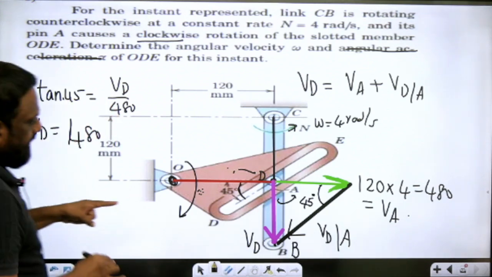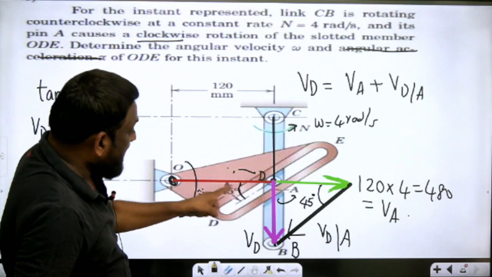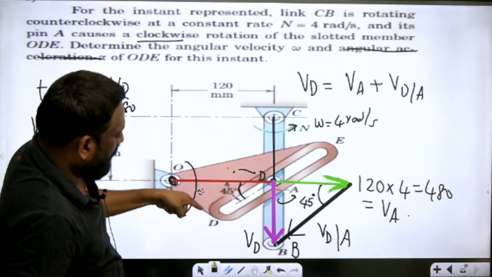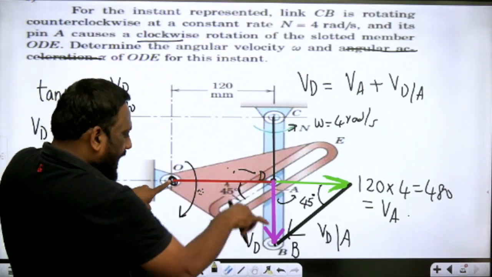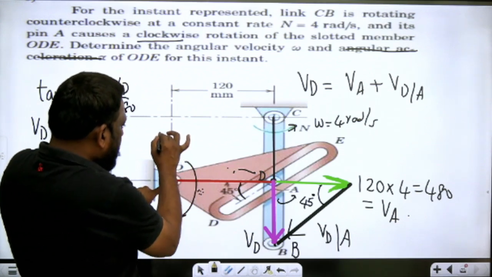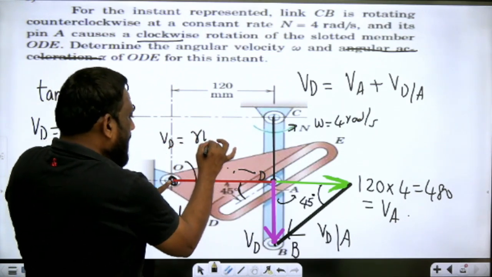But he is not asking VD, the velocity of D. He is asking the angular velocity. So this point is rotating, the velocity of D. So VD is equal to R omega.